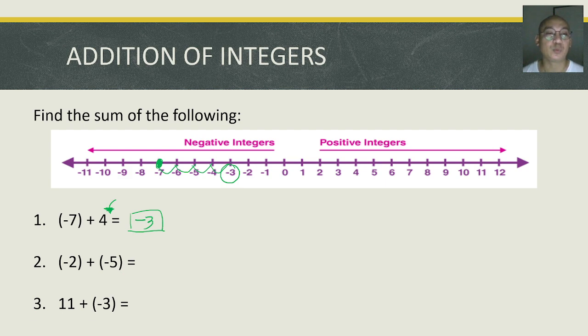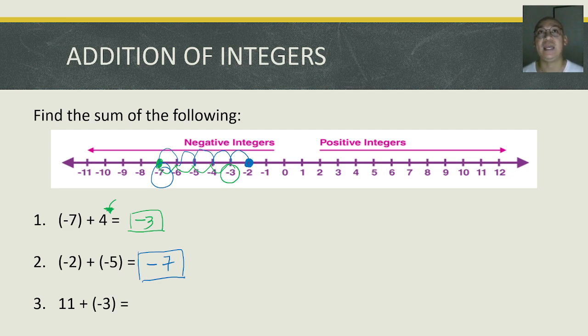How about number 2? Negative 2 plus negative 5. Let's start with negative 2. And then we're going to add negative 5. As it is negative, we'll go to the left. So 5 units, 1, 2, 3, 4, 5. We'll end up with negative 7. So the answer is negative 7 as negative 2 plus negative 5.